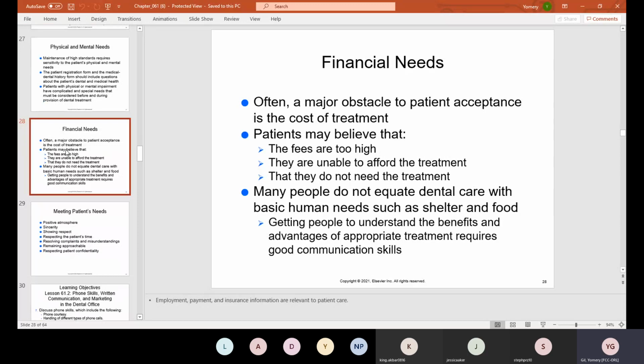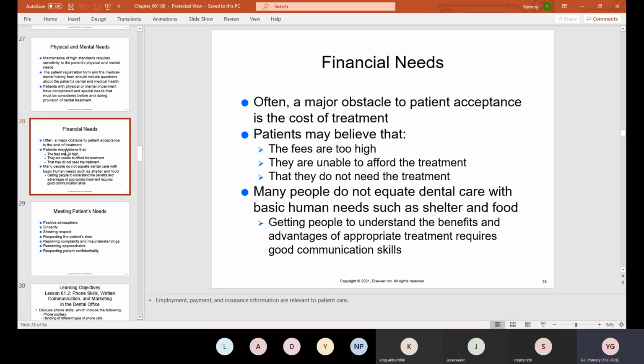Financial needs. Often a major obstacle to patient acceptance is the cost of treatment. Of course, patients may believe that the fees are too high, that they are unable to afford the treatment, and that they do not need the treatment. You're going to see this a lot because dental work is expensive. You're going to see a lot of people who are not willing to do the treatment because they don't have the money for it.